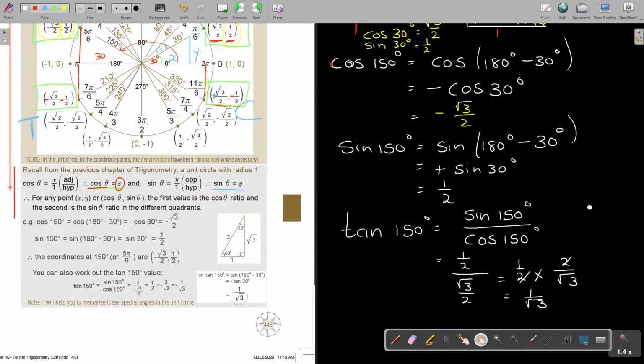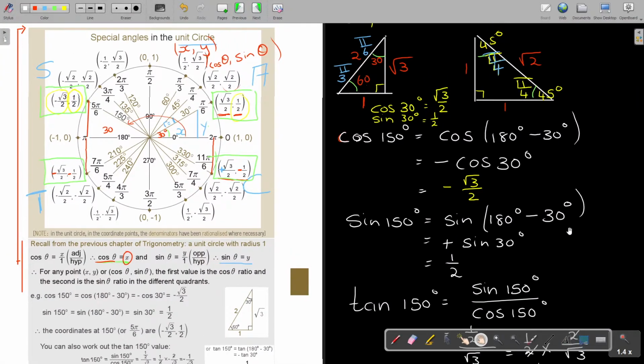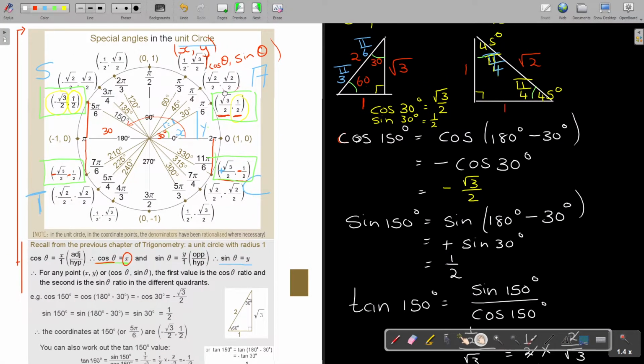And again, if I must work tan, in this quadrant, it will be positive. In this quadrant, it will be negative. In this quadrant, it will be positive. And in this quadrant, it will be negative. Okay, and that's how I bring it to the whole 4 quadrants. I just want to do another one. I said all of you, but I just want to do another one in terms of radians.